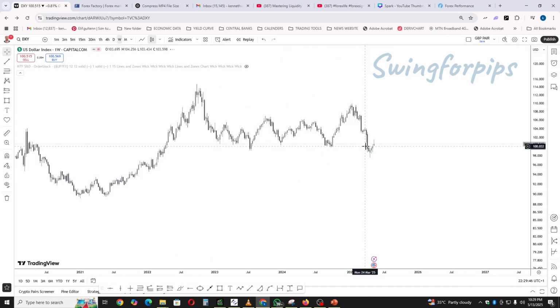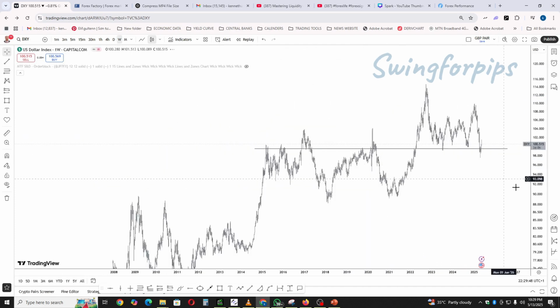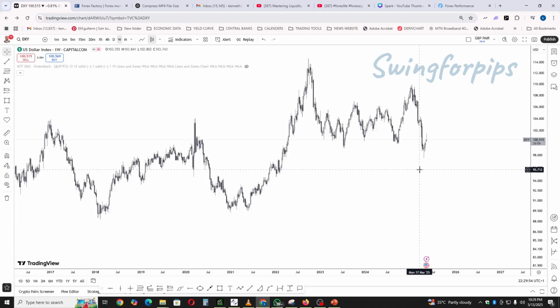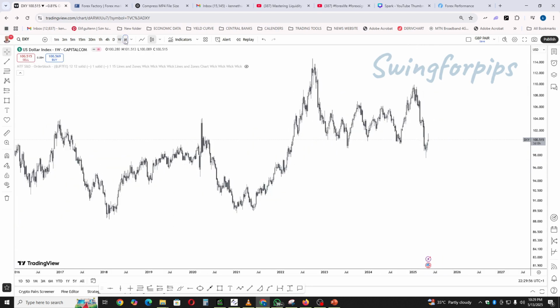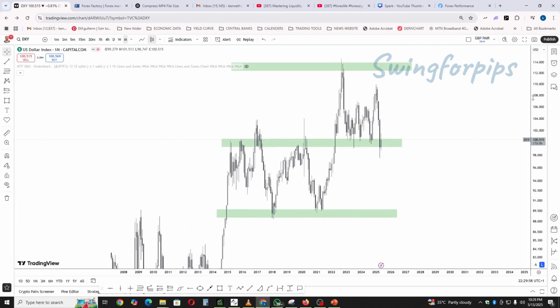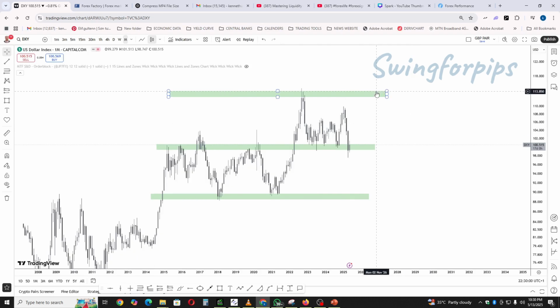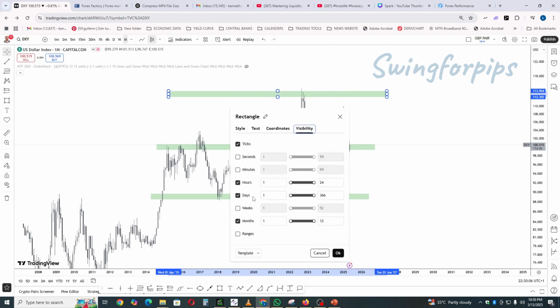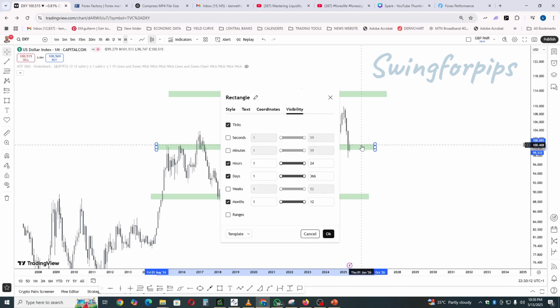So we jump down to the weekly. Let's see which other areas we can spot out. What I'll do is remove this line for now. Here on the weekly, let me go back to the monthly. I'm going to make this visibility on the weekly and on the daily chart.